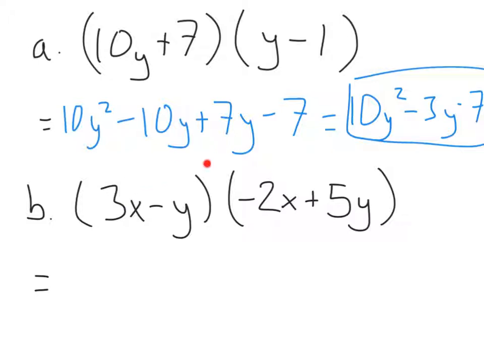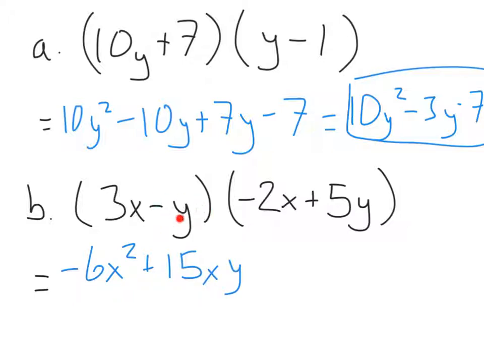Same thing down here. We'll take the 3x, multiply by the minus 2x and the 5y, then the minus y by that and that. So 3x times minus 2x, that'll be a minus 6x squared. 3x times a 5y, that'll be a plus 15xy. That's our first two.